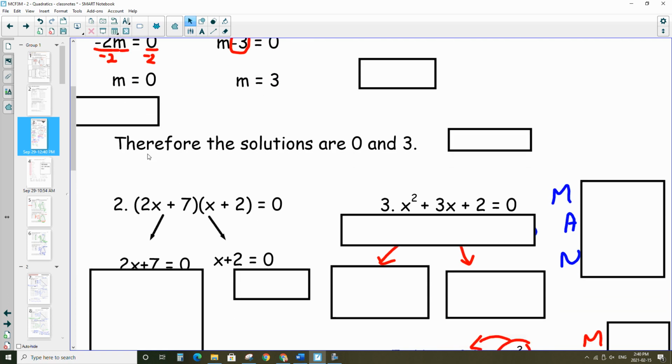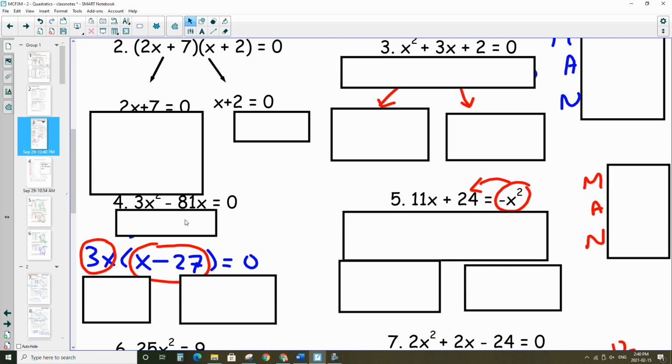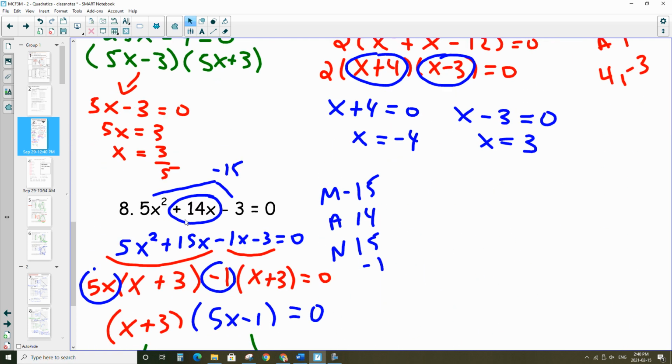I've got a few more to show you. I'm going to go through numbers 2, 3, 4, and 5, and then 6, 7, and 8 I'll just kind of leave.